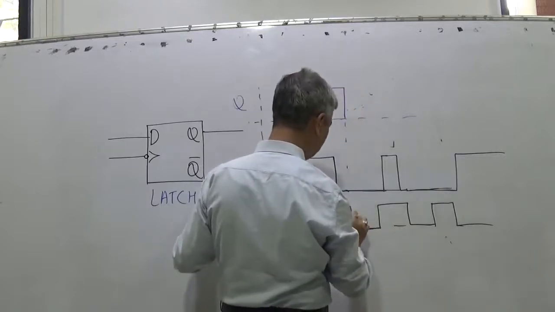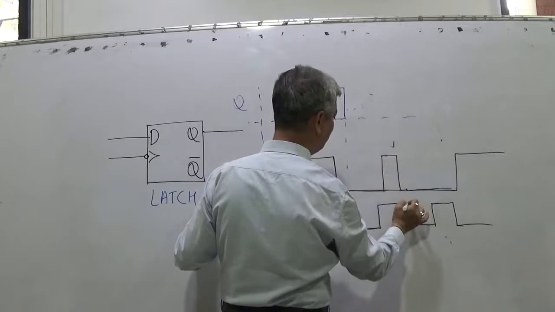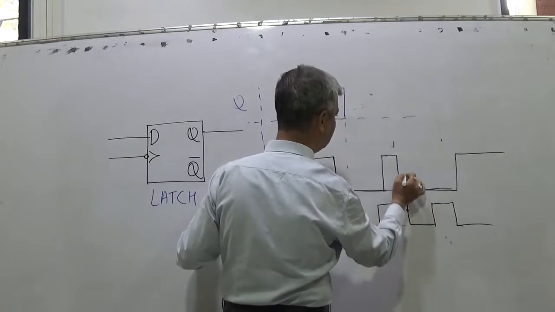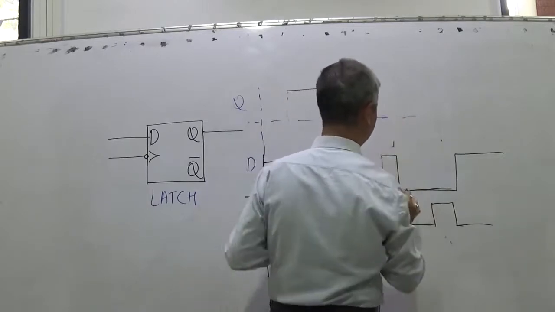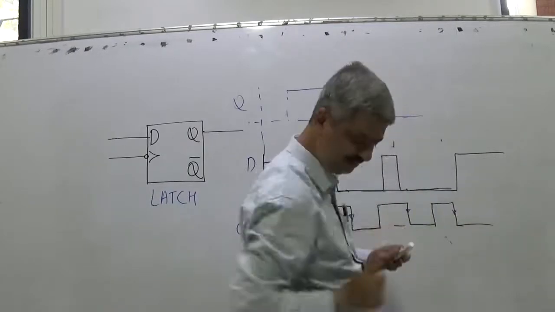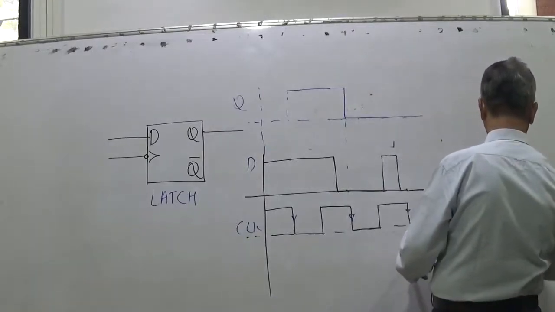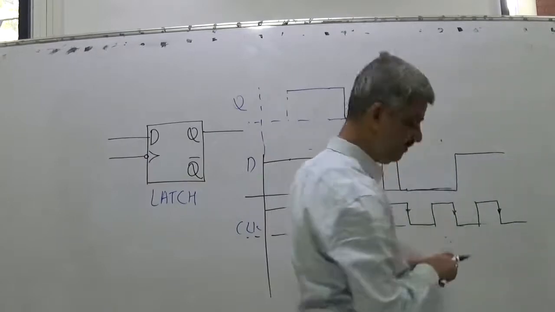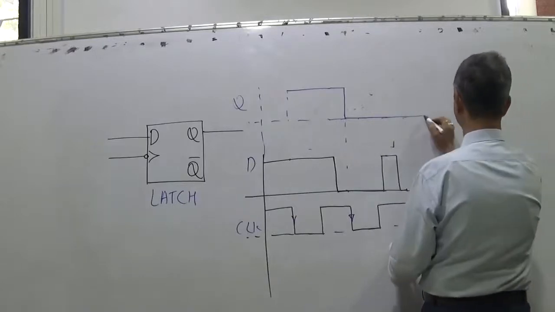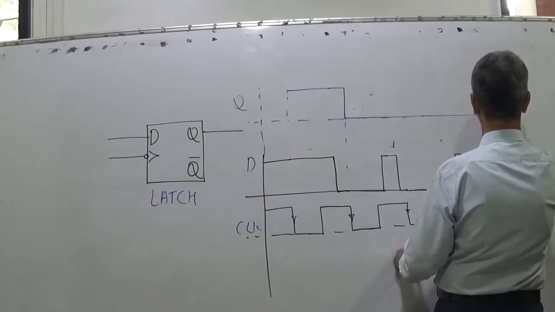Now, no change. So this D has become 1, it has become 0, but what is D when the clock goes down? It is again 0. So it will continue to be 0. Here also it will continue to be 0. And at the time of the next pulse, at the time of this pulse, it is 1, so it is 1.